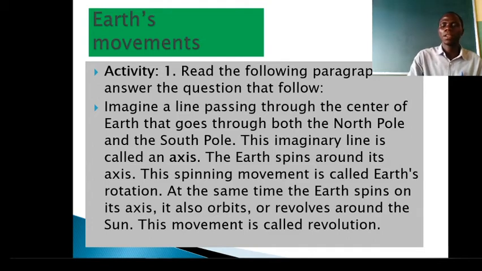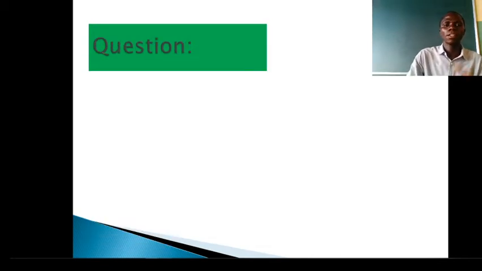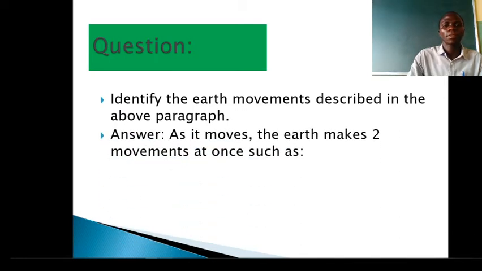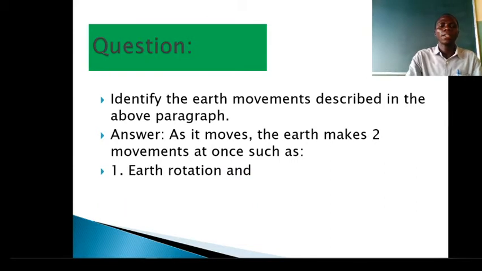Dear student, after reading this paragraph, now answer this question. Identify the Earth movements described in the above paragraph. Second, let us answer together the question as we read together the paragraph above. As the Earth moves, it makes two movements at once. These movements are Earth's rotation and Earth's revolution.